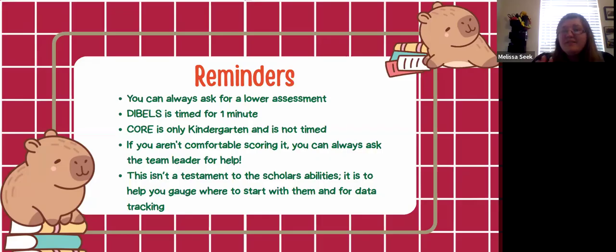This isn't a full testament to the scholar's abilities, right? It is really just to help you gauge where to start with them and for data for our purposes. Just because they may have scored really rough the day you gave it doesn't mean that they don't have the potential to read stronger stories eventually. Or they could have also just had a really bad day. It really is just a tool in a grander scheme of your time with the scholars. This is not the end all be all for your kids.